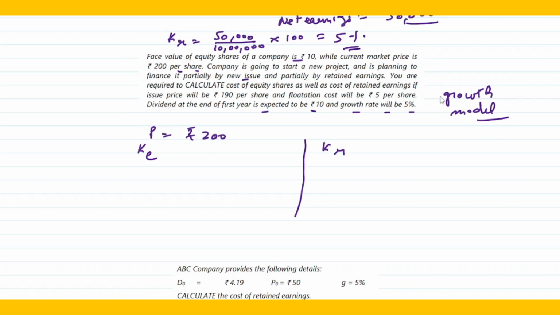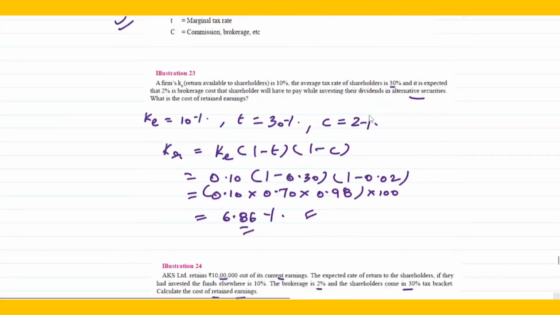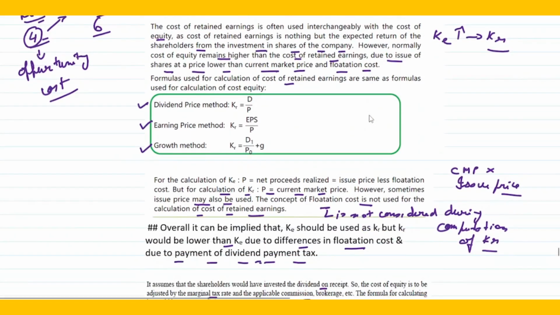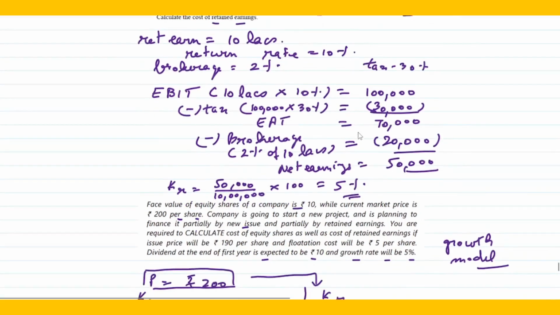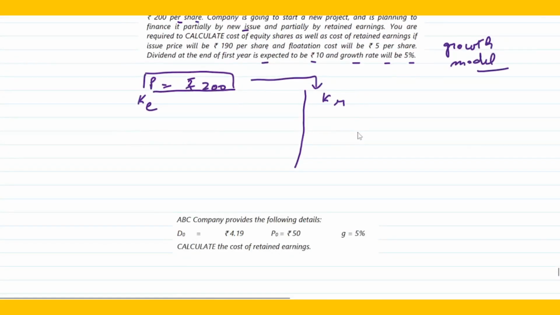Okay. Now please remember, the price that is given to you of 200, this price will be used in the case of KR. Yes or no? Because it says, while the current market price is 200. So if you remember, whenever we compute KR through the growth model, the formula that we use will have the current market price. I'll just quickly revise that for you. If you just look at this growth model, it simply says D1 divided by P0 plus g. Here P is the current market price. So whenever you're computing the growth model for KR, that is the cost of retained earnings, you are supposed to take the current market price. No confusion in this.